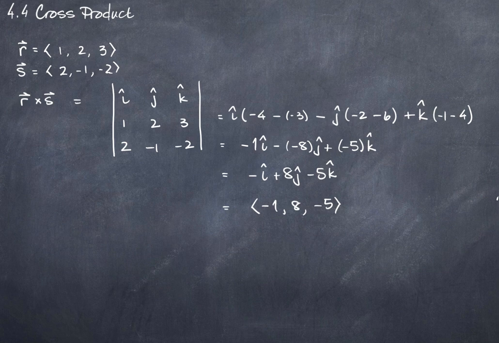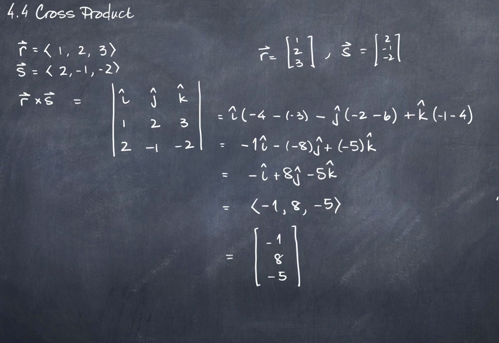If I'd been given R equals 1, 2, 3, and S equals 2, negative 1, negative 2, then I would have written my answer as negative 1, 8, negative 5, just for consistency. Okay, these are all equivalent, but which one you choose depends in part on what's appropriate. How was the problem given? The answer should probably match that.